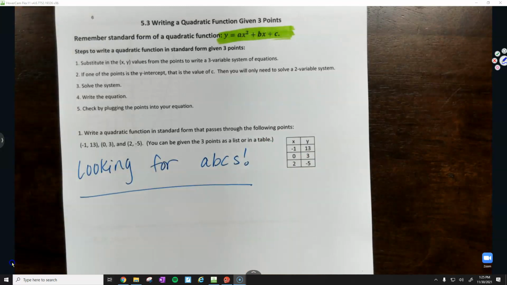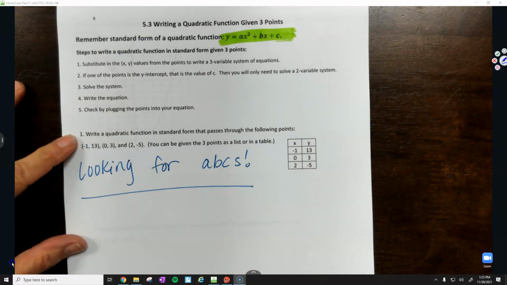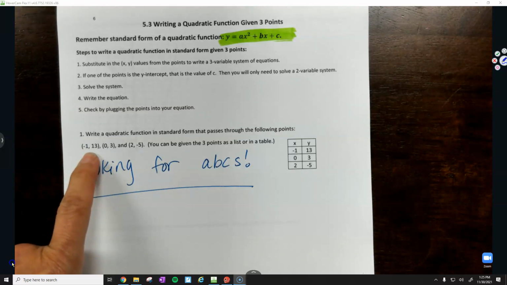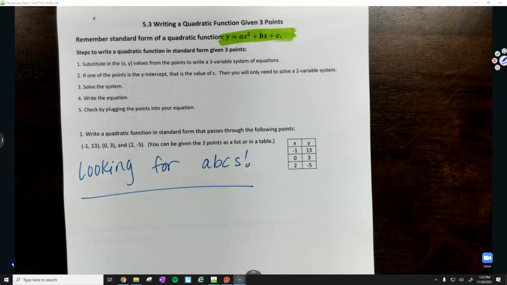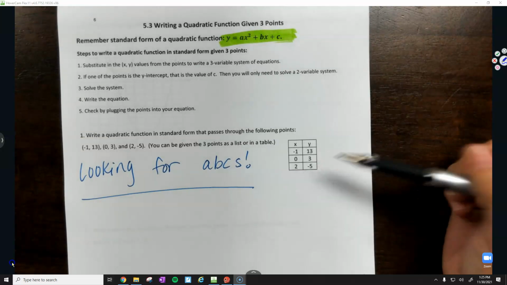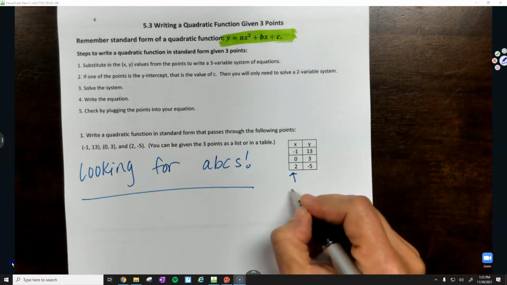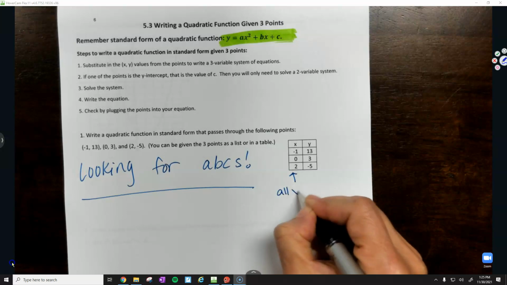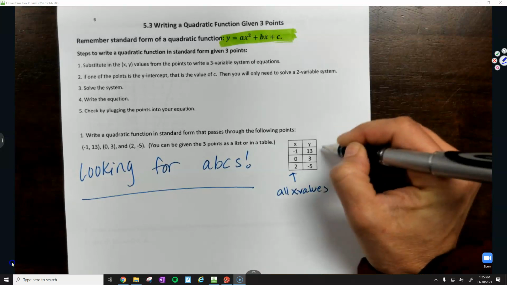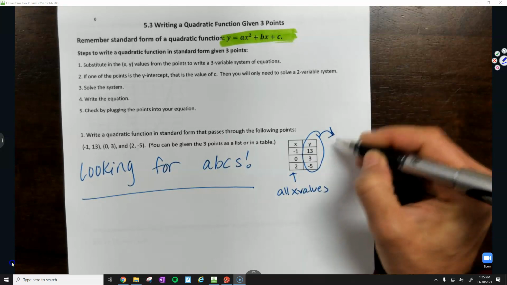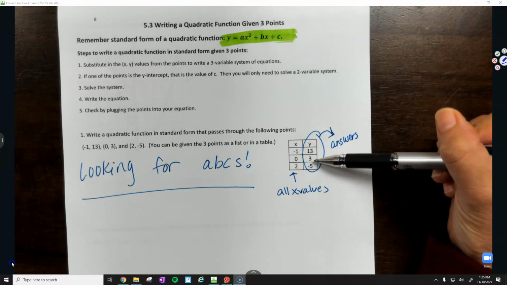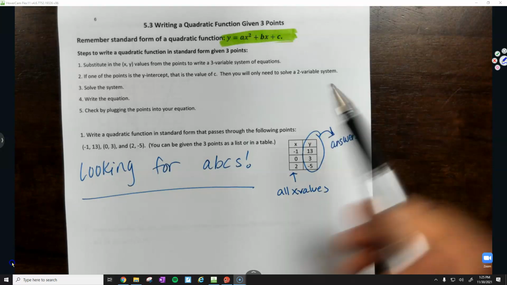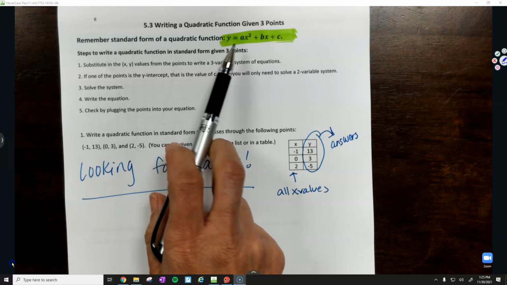All right, so for example 1, it says, write a quadratic function in standard form that passes through the following points. So we have the ordered pairs -1, 13, 0, 3, and 2, -5. And we put them in a table like this. Just remember, these are all the x values, and then these are outputs. And remember, outputs are the same thing as answers. So you're going to have this 13, this 3, and this -5 by itself on the other side of the equal sign because it's the letter y.